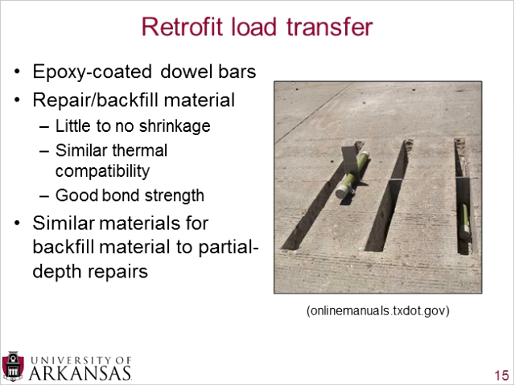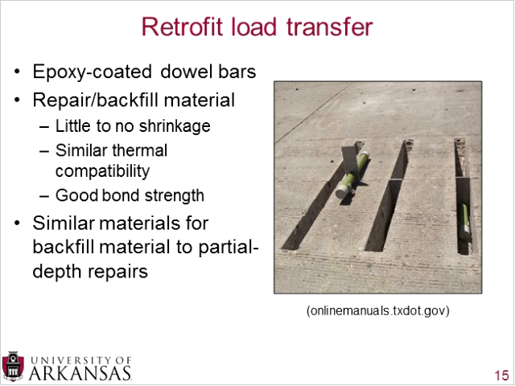Here's a picture of the retrofit load transfer. The machine has already cut the little troughs in, and then you can see the dowel bars can be placed down into those troughs. The dowel bars are typically epoxy coated, and once you put those dowel bars down in there, you need to either put backfill or what's called repair material into those troughs in order to make a smooth, level surface. And you really want little to no shrinkage with that backfill material. If it shrinks too much, it could come out very quickly, and you could have uneven roughnesses along there.